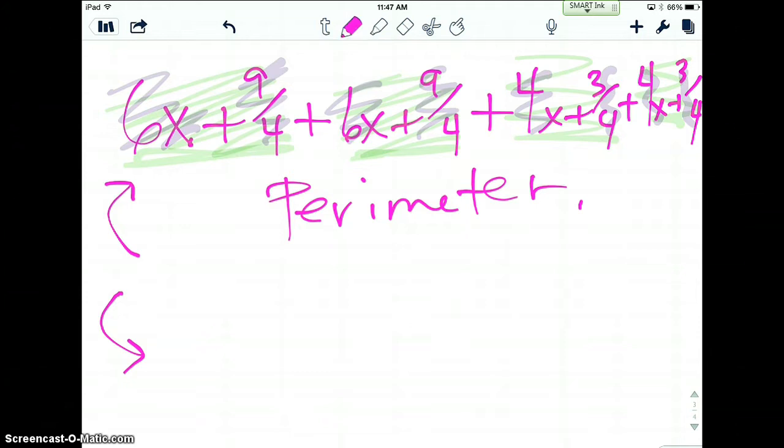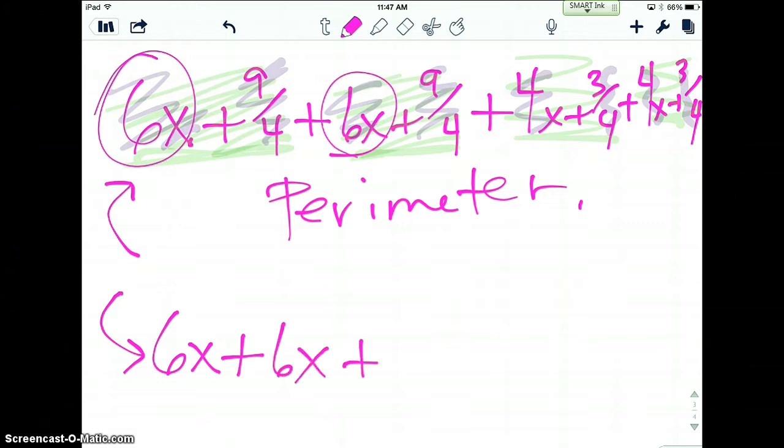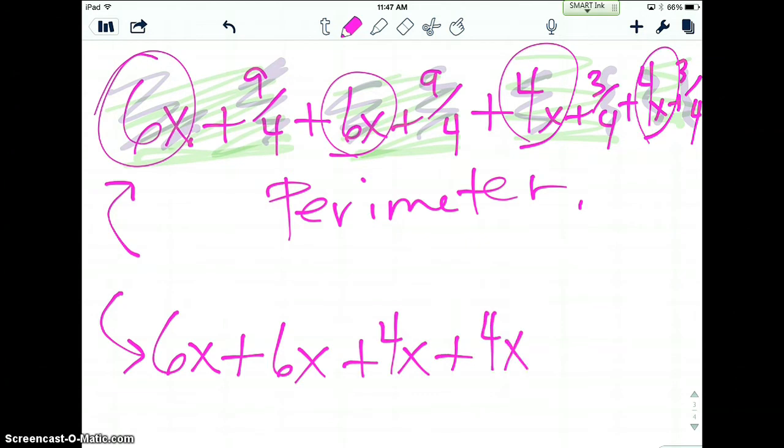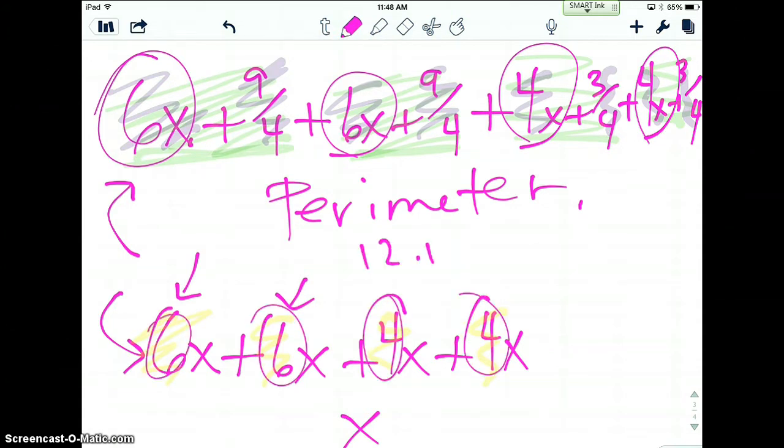No. So I'm going to go ahead, because addition is commutative, and move some things around. I'm going to get all the like terms up front. So I have a 6x, which is added to another like term of 6x, which is added to another like term of 4x, which is added to another like term of 4x. Out of my 8 terms, 4 of them were like terms. So if I add up all those, how many x's do I really have? If I look at all the coefficients, 6, 6, 4, and 4, 6 plus 6 is 12, plus 4 and 4, so 12 plus 8 is going to be 20 x's.